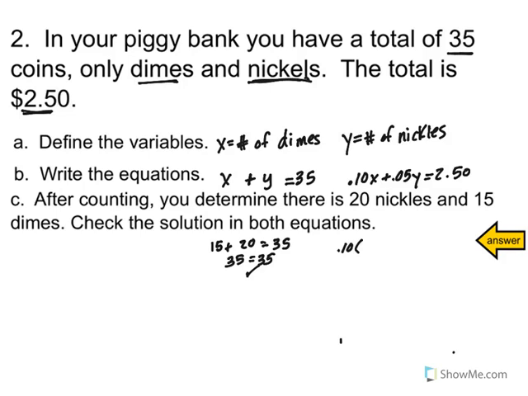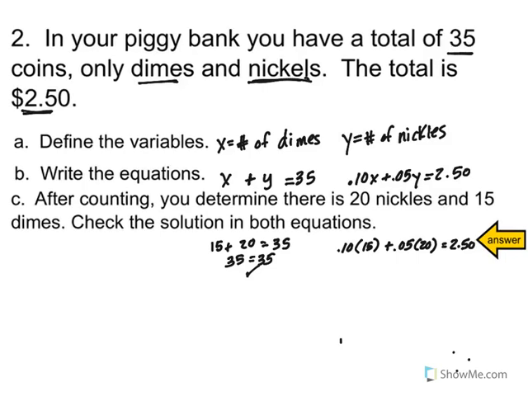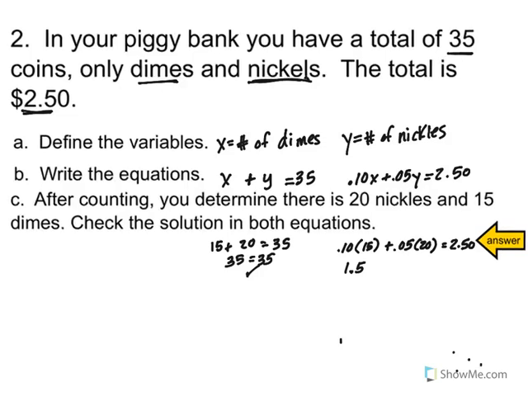0.10 times the number of dimes, so 15, plus 0.05 times the number of nickels, that's 20, equals $2.50. Well, 0.10 times 15, that's 1.5. 0.05 times 20, that's 1. And 1.5 plus 1 does equal 2.50. And so we're good there. So I know that both of the equations we wrote are correct.